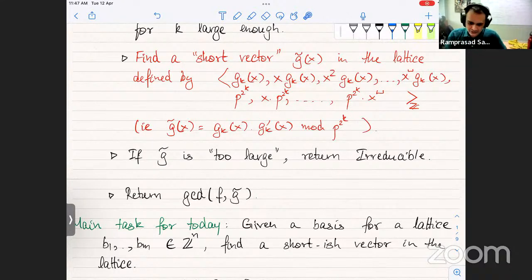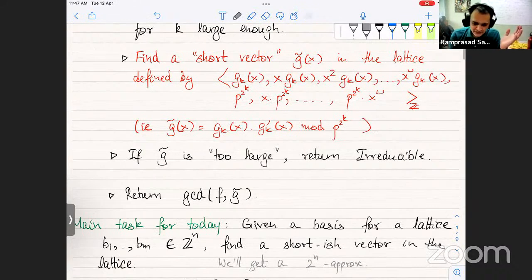Okay, and the goal today is that we will get a 2 to the n approximation for this. By that, what I mean is if the shortest non-zero vector has length L, I will give you a vector that is no longer than 2 power n times L.